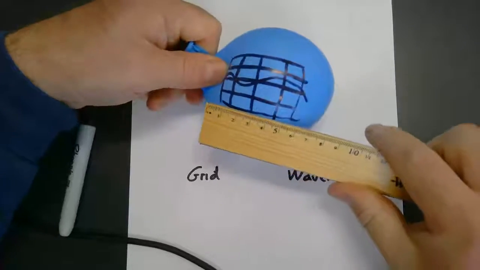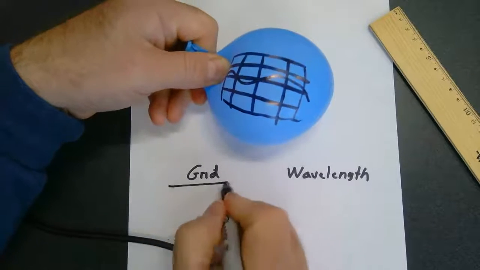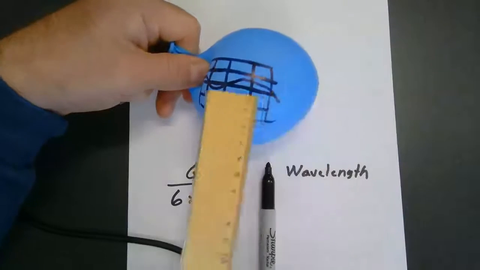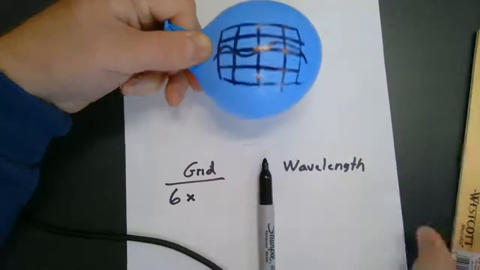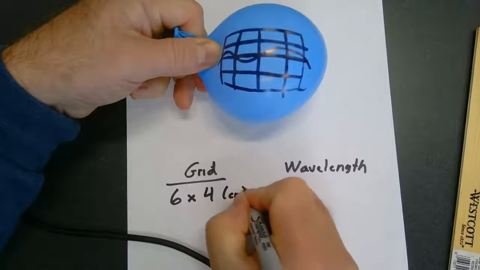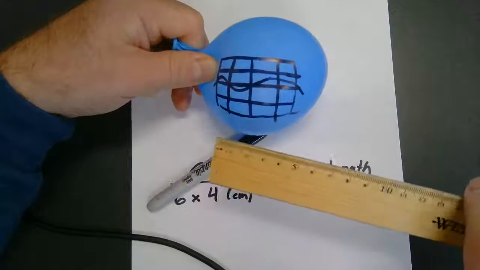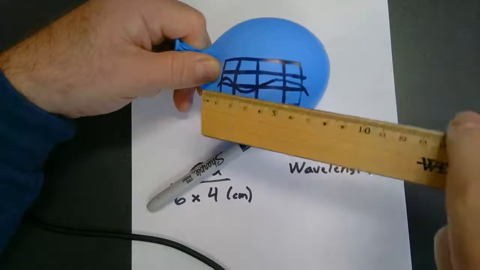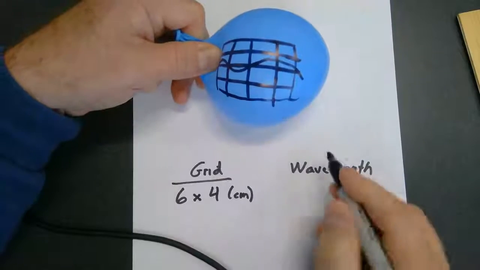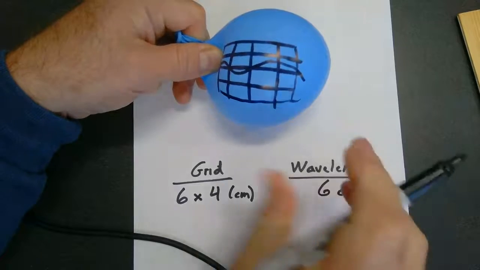The grid is about 6 centimeters, roughly, by, let's say, 4. And these are centimeters. And then the wavelength is going to be the same as the length of it. I just want to double check that. So the wavelength is going to be about 6 centimeters, just the same as the length of the grid.